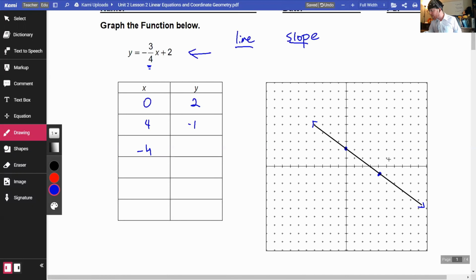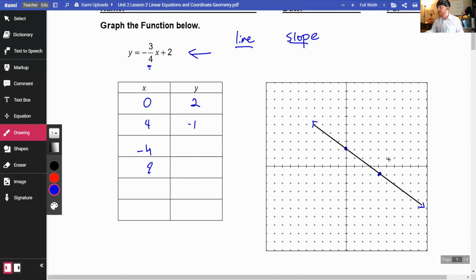So -4 gives us, what is that, 5? I think it'd be 5. And can we verify? 3 plus 2? Yes, 5. Right? Let's get a few more. Let's do 8. 8 is good because if you multiply by 3/4, you still get an integer. What is it though? -3/4 times 8 is -6, plus 2 is -4.